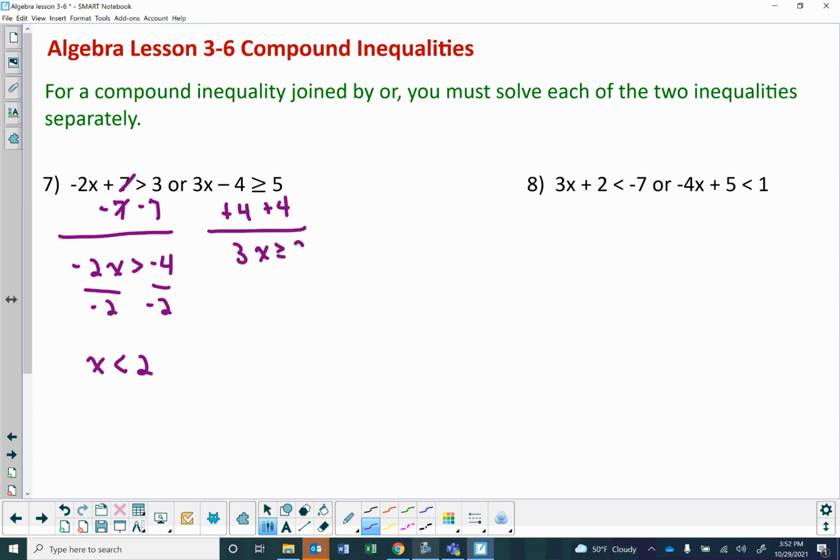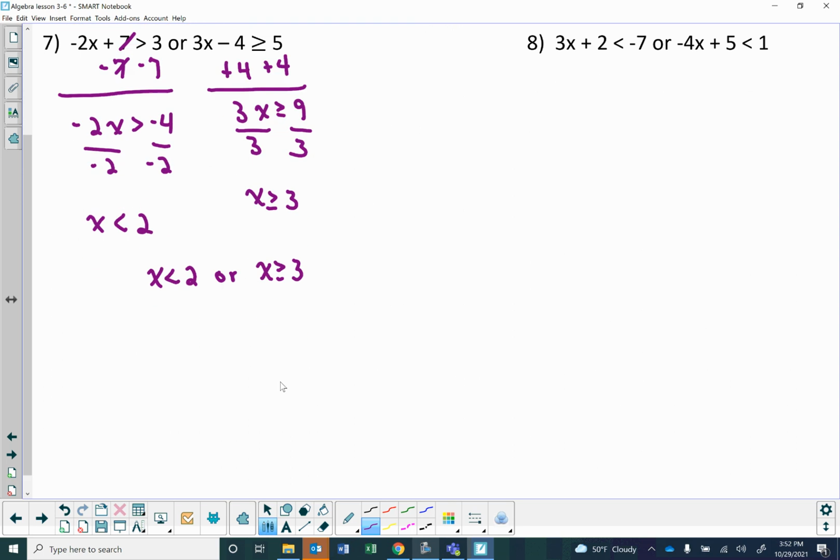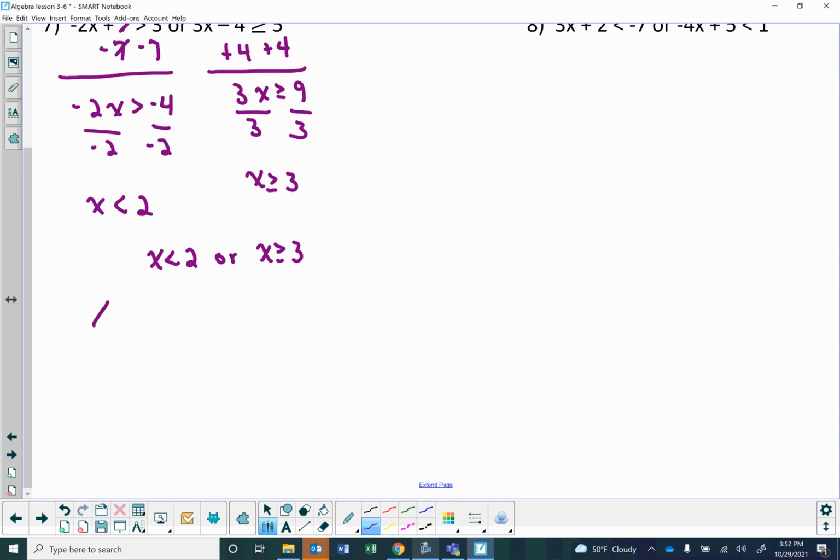3x is greater than or equal to 9. Divide by 3, divide by 3, x is greater than or equal to 3. So my solution would be x is less than 2, or x is greater than or equal to 3. And I simply would graph this on a regular number line.